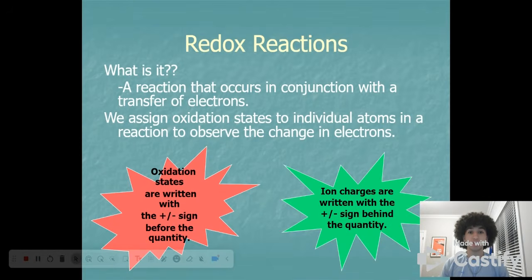One quick notation thing before we go any further, because this trips people up all the time. Oxidation states are written with the sign before the number, so +2, -1, +7, etc. Ion charges are written with the sign after the number, so 2+, 1-, as you see in formulas. These look similar, but mean slightly different things, so in redox chemistry we use oxidation states. Pay attention to which notation you're seeing on the exam.